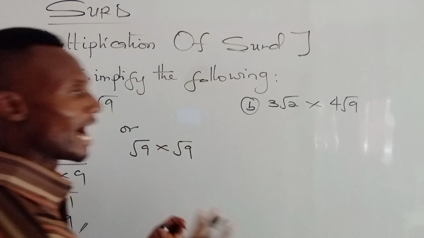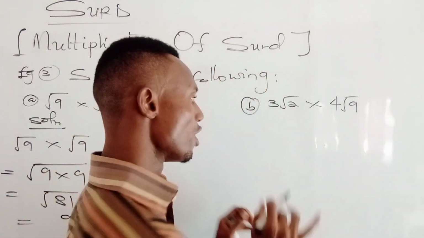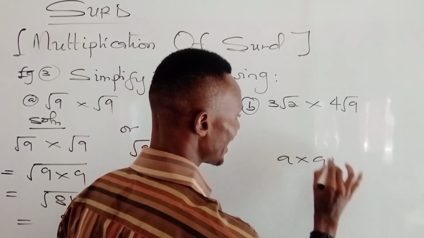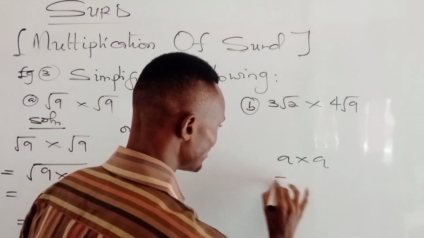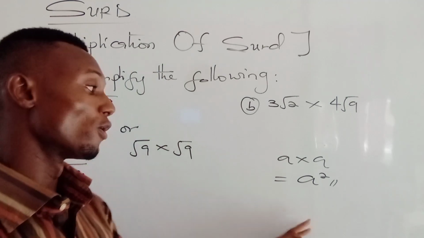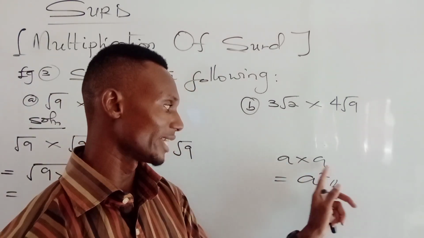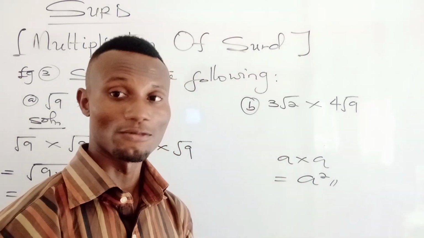Now under the multiplication of algebraic expressions, we learned that when you have something like this, let's say you have a times a, for us to simplify, it gives us a squared. So this is the answer for multiplying this a by this a. So a times a gives a squared. We learned this under the multiplication of algebraic expressions.